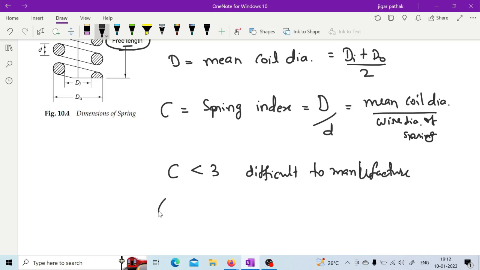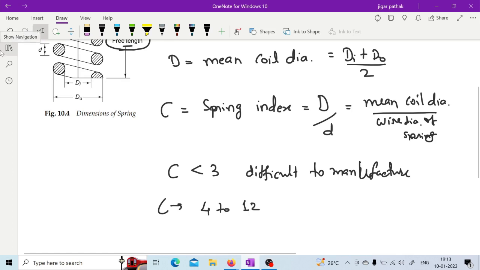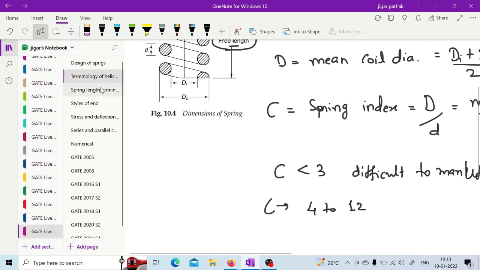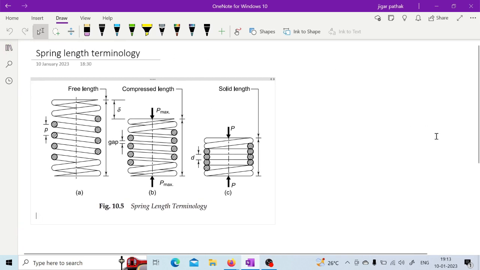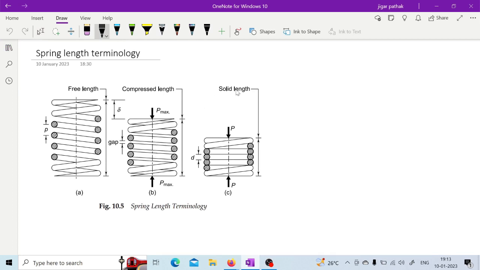So generally this C is kept between 4 to 12, right? So this is how you have these various terms related to the helical spring. Now, if we go for the spring length terminology, then here we have three different keys: one is the solid length, then compressed length, and free length.